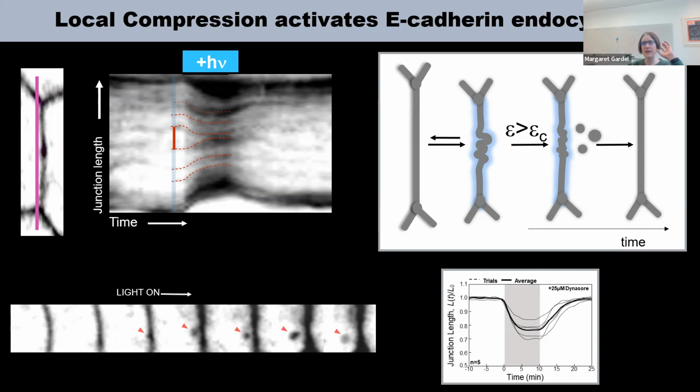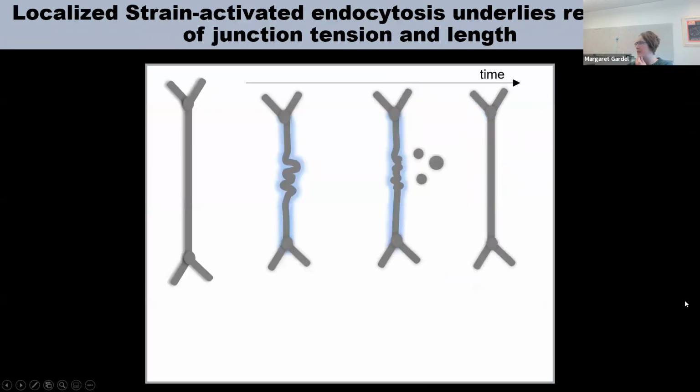But this was our idea of how you build a ratchet that allows you to shorten your junction length in response to fluctuations in contractile stress.